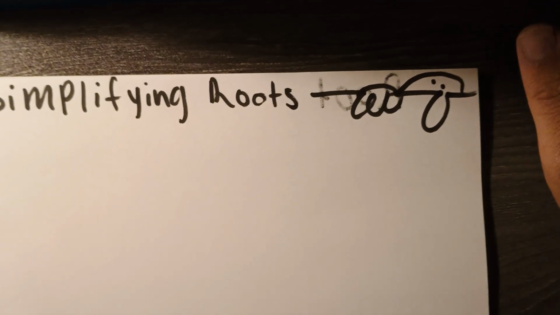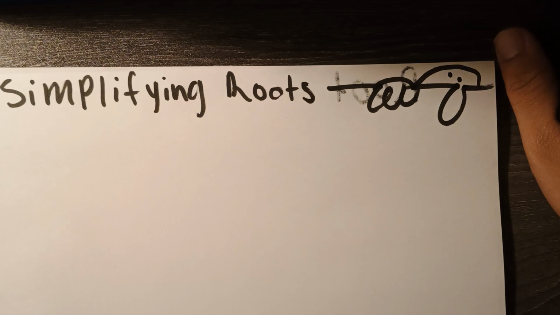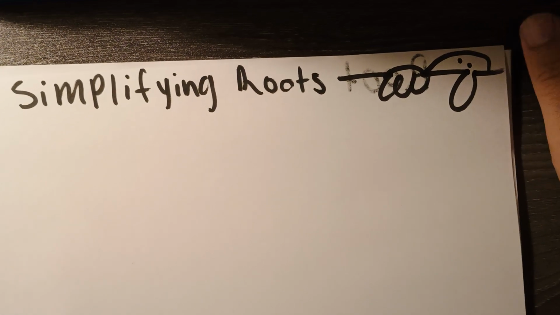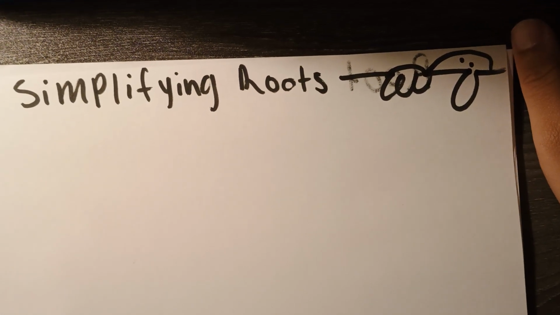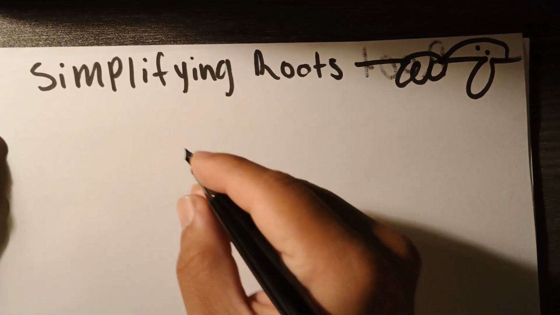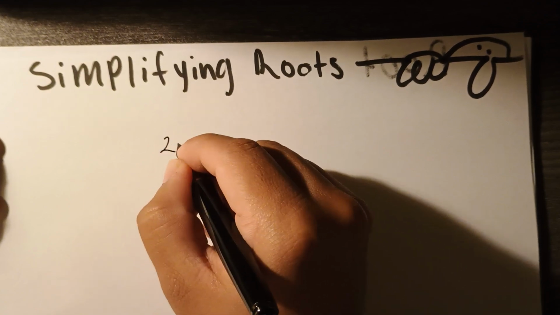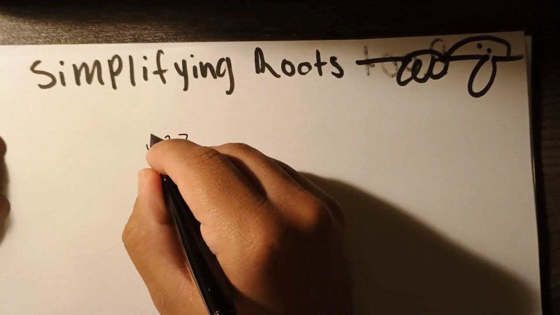So in this video, I'm going to show you how to simplify roots. Very simple simplifications, nothing too complex. I'm just going to show you how to simplify roots. And what I mean by that is, if you had something like, let's say, the square root of 27.